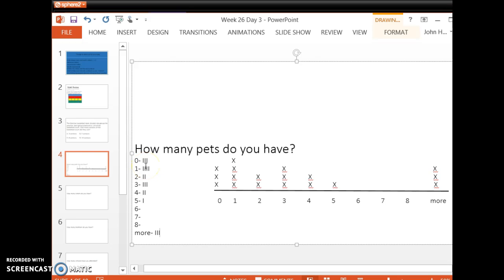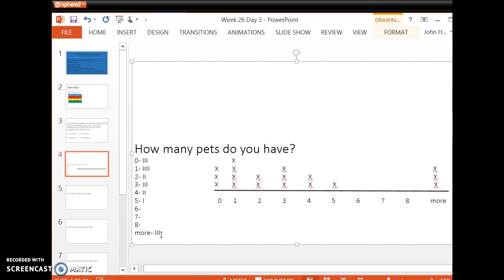they have at the house. So there were three people that said they have zero. There were four people that said they had one. Two other people came up and said they have two pets. Three people came up and said that they have three. Two people came up and voted that they have four pets. One person came up and recorded that they had five pets. Nobody in our class has six, seven, or eight pets. And then three people said that they have five or more pets.